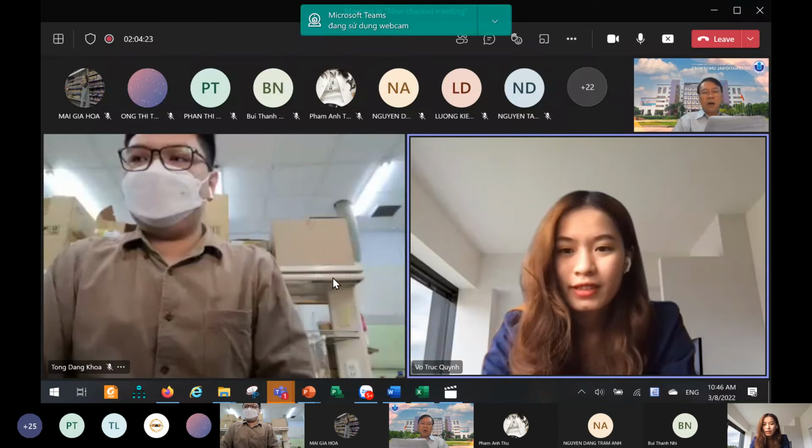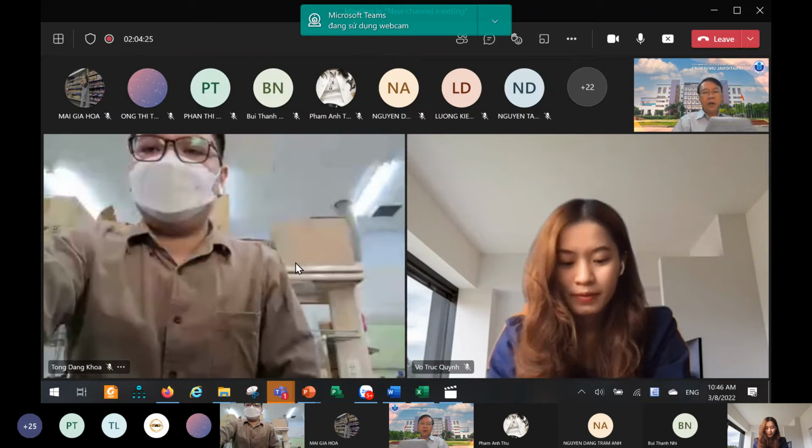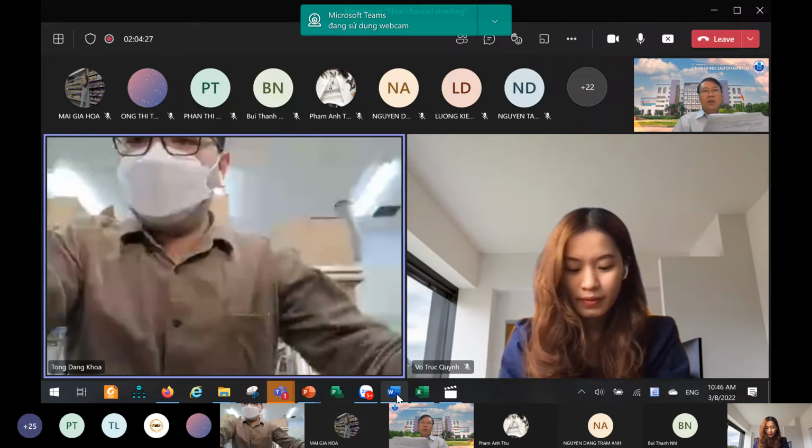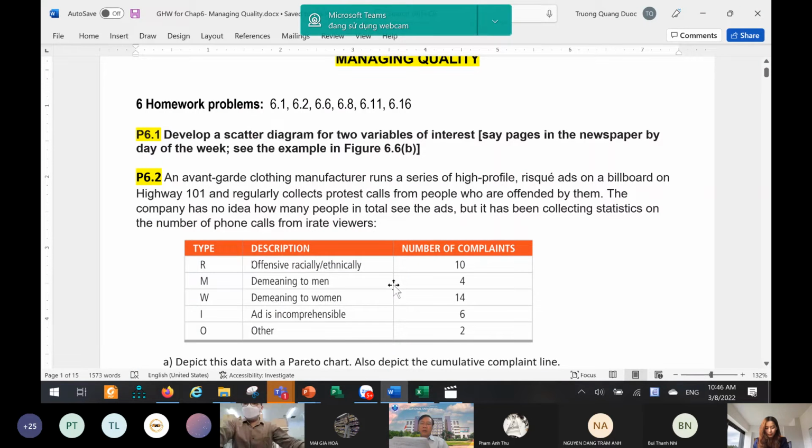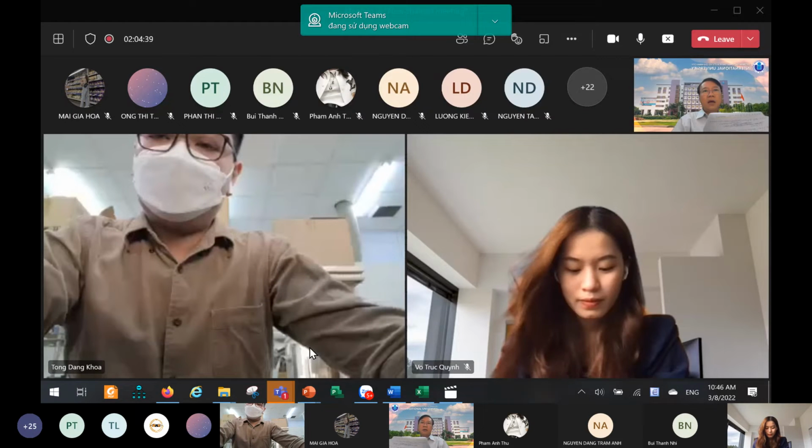Group number 4, Đăng Khoa. Okay, are you there? Again, what is your problem? 6-1, no explanation. 6-2, wrong Pareto, and others is fine. So group 4, Đăng Khoa gets A minus.